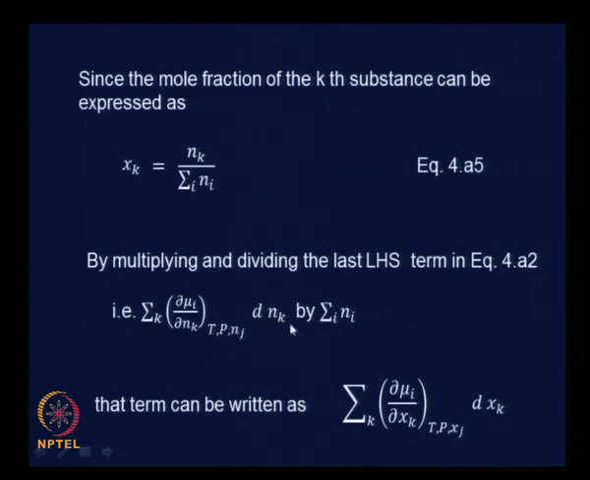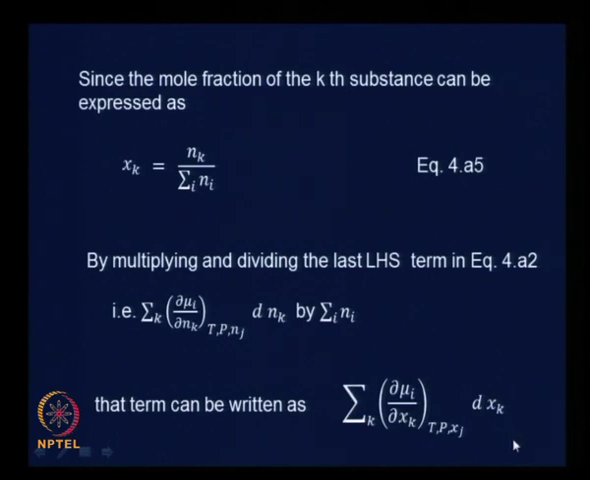We are going to multiply and divide this by sum over Ni. Therefore, this would become d nk over sum over Ni, and here you would have dou nk by sum over Ni. Therefore, this can be replaced by xk, and this can also be replaced by xk. So the last term on the left hand side, the right hand side being 0, can be reduced to sum over dou mu i dou xk at constant T, p, other x's remaining constant, dxk.